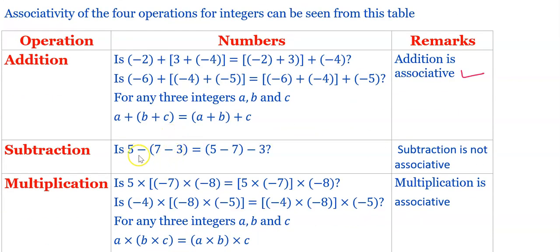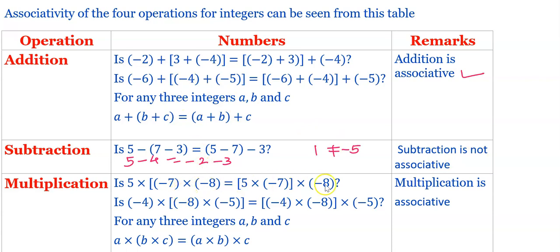Okay, 5 minus (7 minus 3). If I write here 5 minus 4, you will get 1. And here (5 minus 7) is -2, and -2 minus 3 is -5. 1 is not equal to -5. Therefore subtraction is not associative for the set of integers.